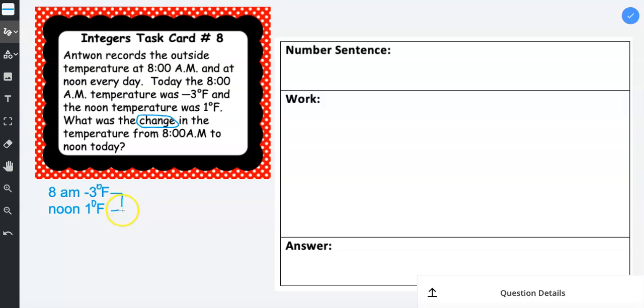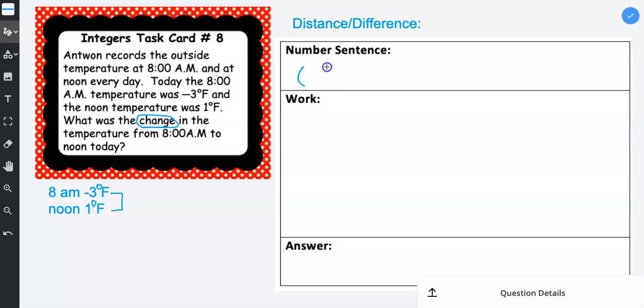We're looking for the distance between them. What's the difference between these two? I want you to think of these types of problems as a distance problem or a difference problem. We're looking at the distance between two numbers, the difference between two numbers. Remember, difference is the result of a subtraction problem. So this is a subtraction problem. When we write our number sentence, we will be subtracting.